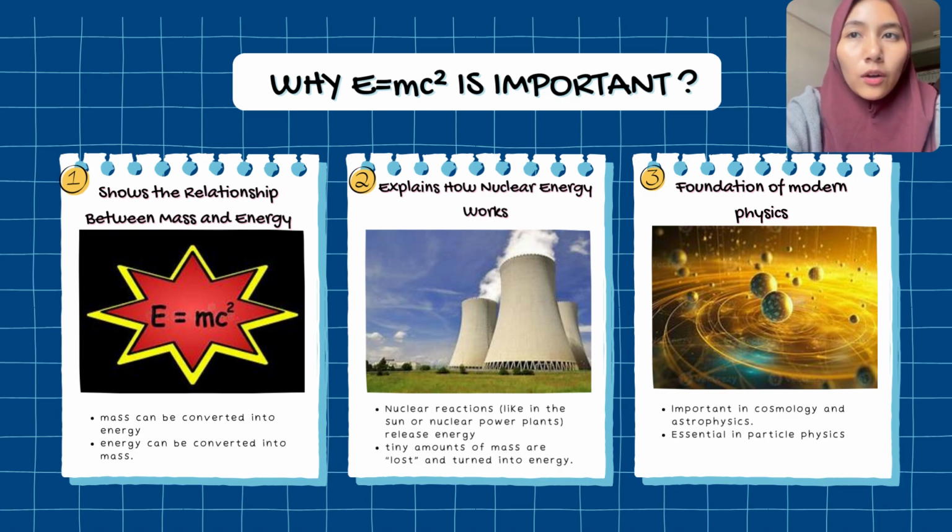Next, explain how nuclear energy works. Nuclear reactions like in the sun or nuclear power plants release energy. This is shown in nuclear fission, where a uranium nucleus splits and the missing mass becomes heat energy. So this is why nuclear power plants can generate so much electricity from a small amount of fuel.